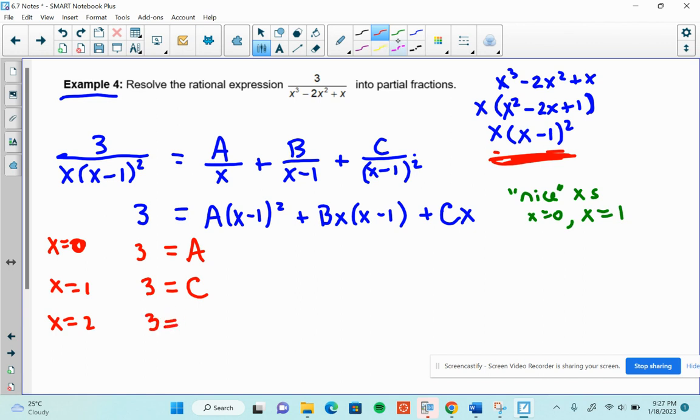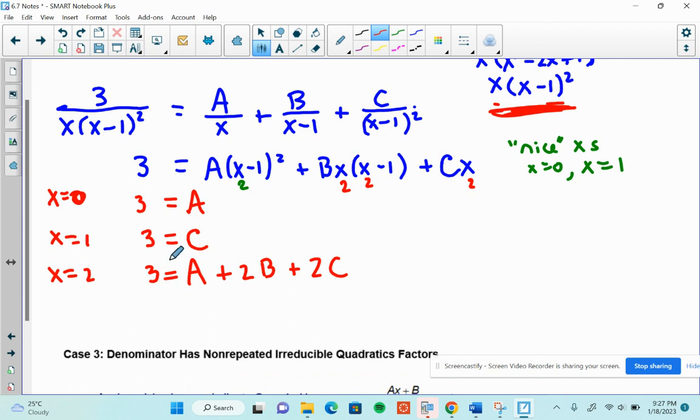What's the right side? If I replace the x with 2, 2 take away 1 is 1. 1 squared is still 1. So that's just a, because it's a times 1. Plus, replace the x with 2. I have 2 here. 2 take away 1 is 1, so I have 2b. And then replace the x with a 2. I have 2c. But notice I already know what a and c are. So that equals a is 3. B I do not know yet.